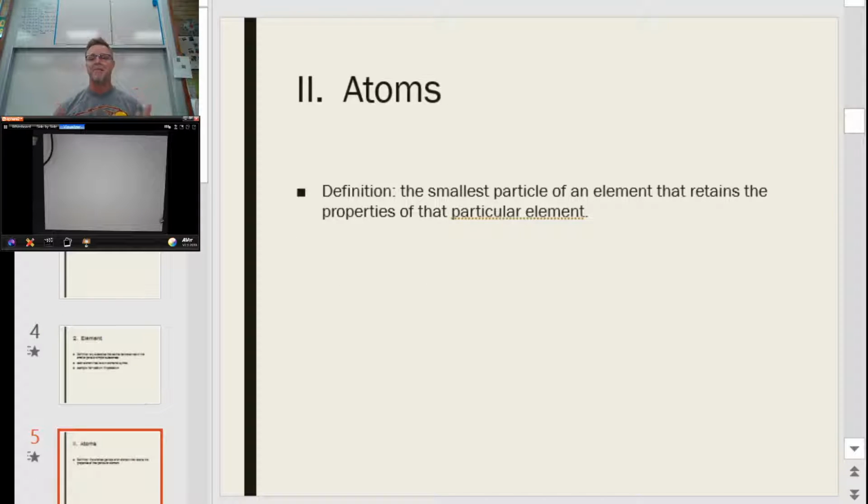Elements are made up of these guys, atoms. The smallest particle of an element that retains the properties of an element is an atom. And like I said, many of you probably remember studying this in junior high. Okay, if that's the case, fantastic. You're ahead of the curve. If you don't remember this stuff, make sure you're getting it down now, because you're going to need this when we get into organic chemistry.